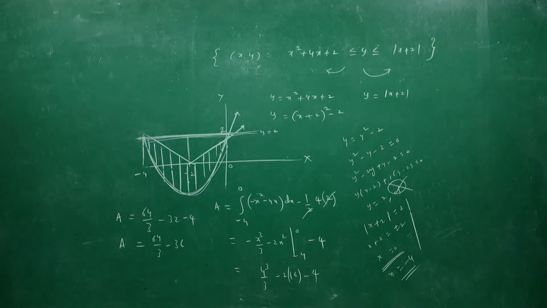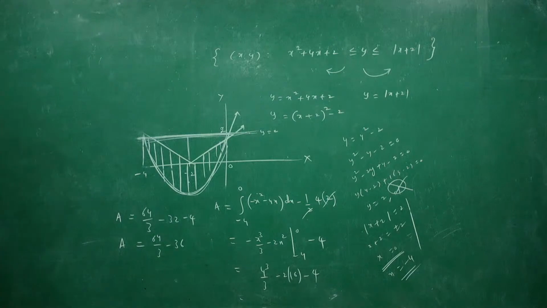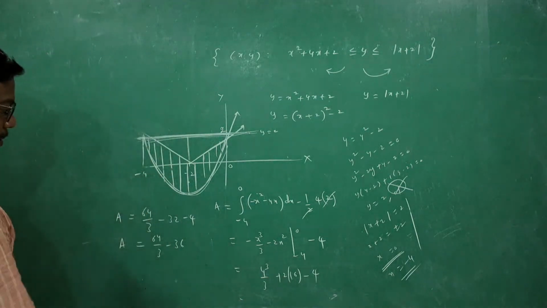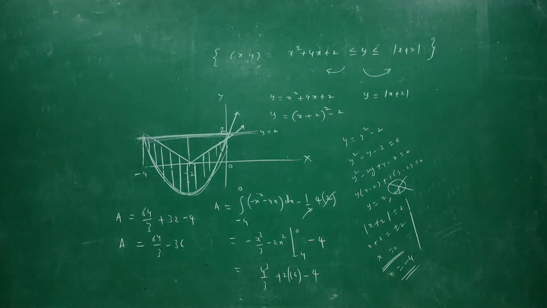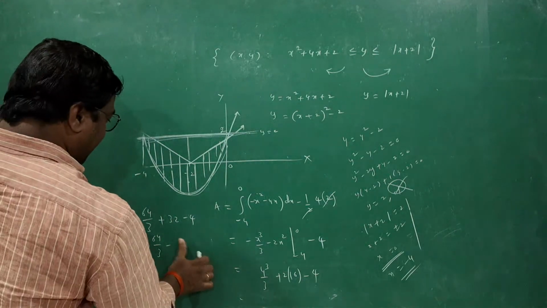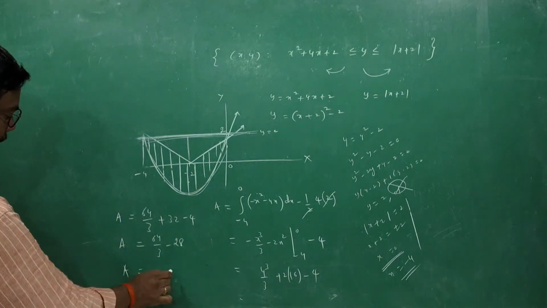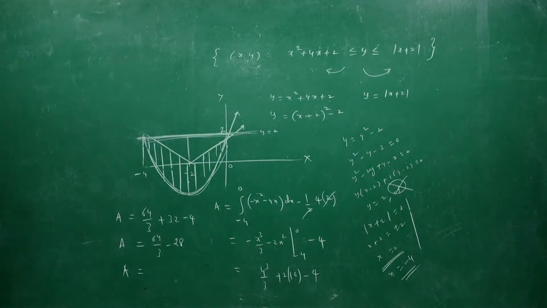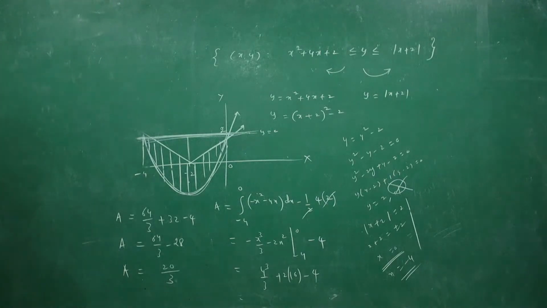64 by 3 minus 36. Actually here it is a plus sign, so here 32 should be there. So 32 minus 4, 28 here. On simplification it gives the result 20 divided by 3. Yes, this is the required area.